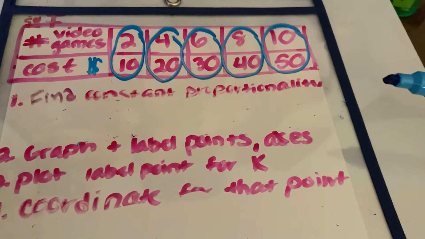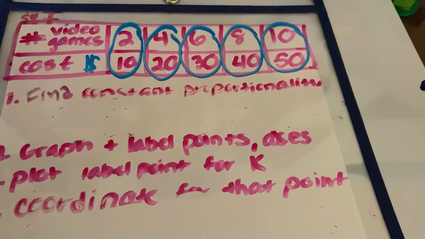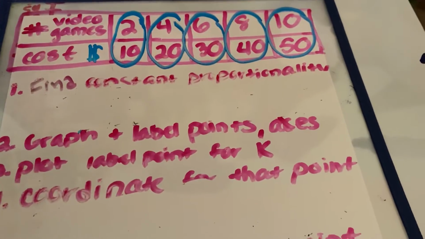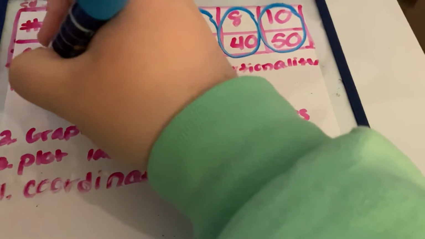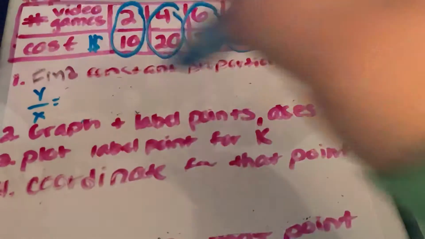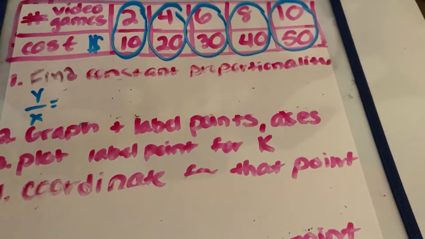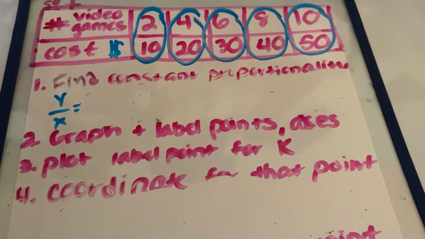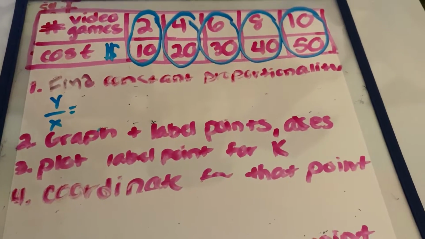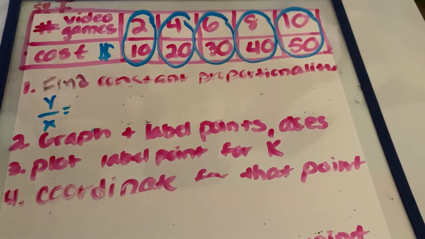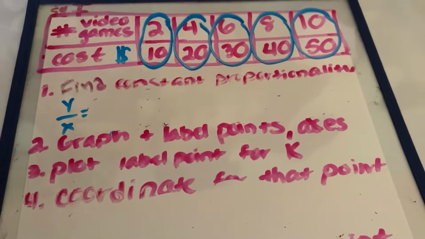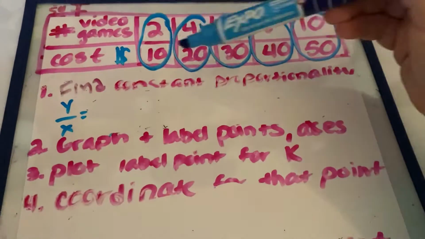So the first question says, find the constant of proportionality. Now to find the constant of proportionality, I have to use that ratio. I have to use y over x and make sure that all of my points give me the same number, which will be the constant of proportionality. If each ratio does not give me the same number, that means that this would not be proportional. So you can see in the table, I already circled our points.